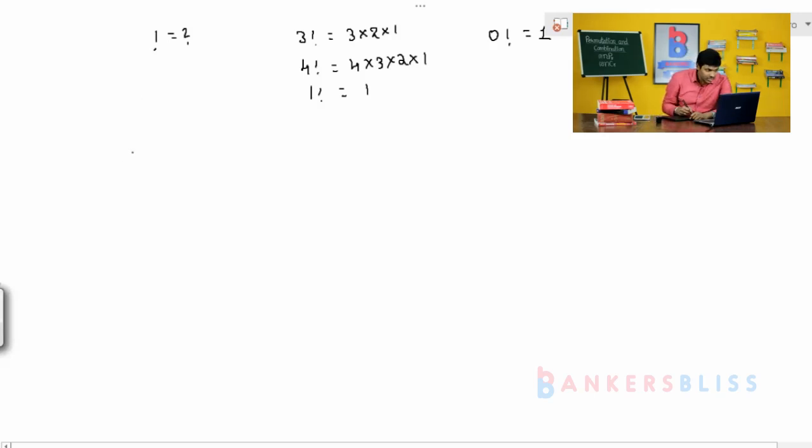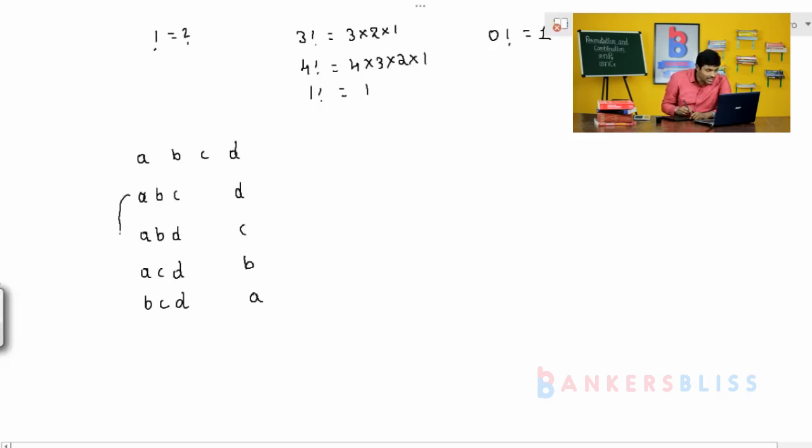See here, A, B, C, D. I have taken 4 items and I have to select 3 among 4. What can I select? I can select A, B, C, which means I am rejecting D. Next, I can select A, B, D, rejecting C. Next, A, C, D, rejecting B. Then B, C, D, rejecting A.